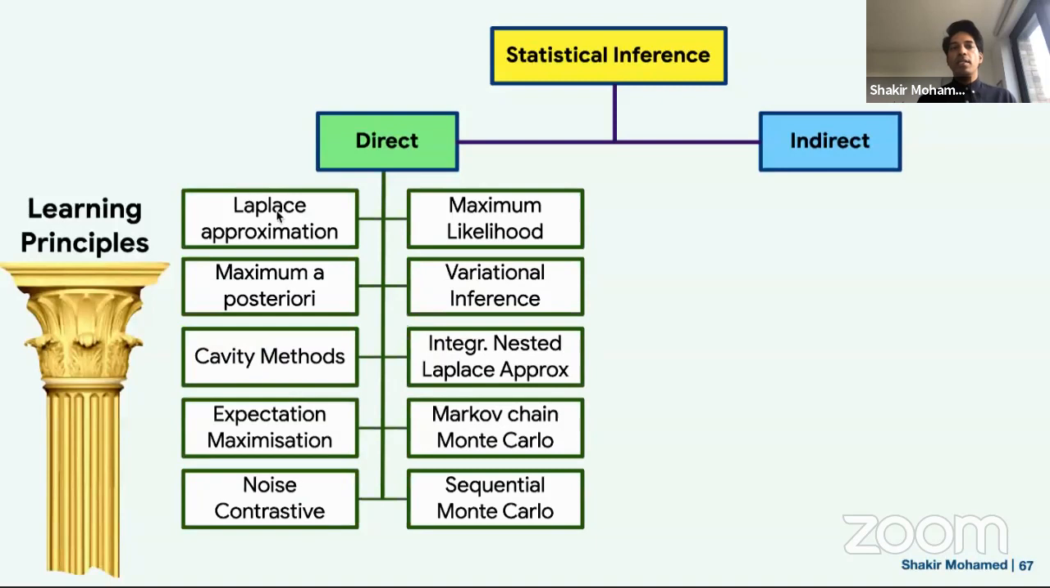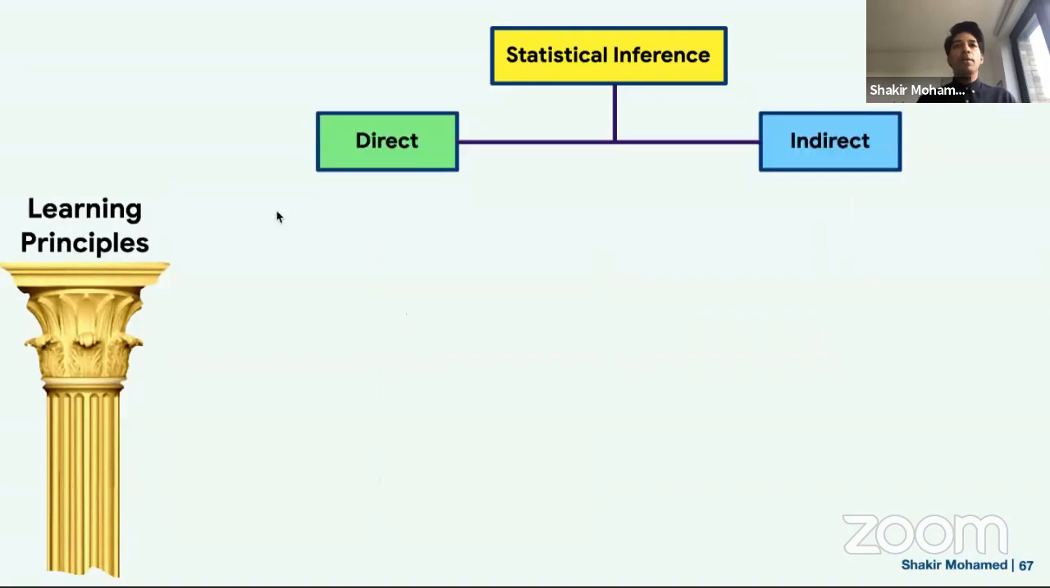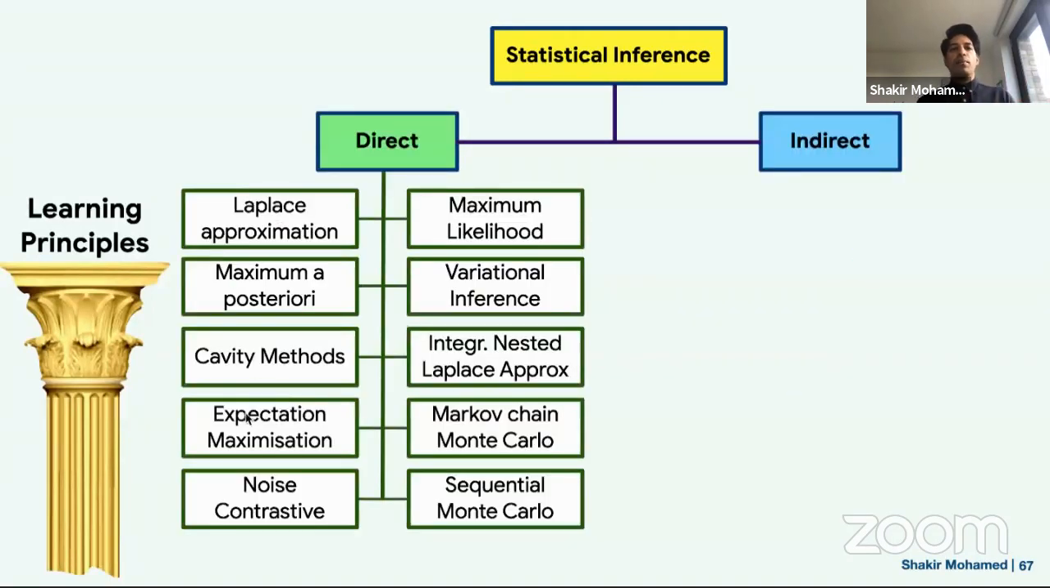So today what I want us to do is to focus on these direct estimation methods. We're going to look at the expectation maximization algorithm. We're going to look at Markov chain Monte Carlo and variational inference. And then all the other methods build up as more advanced techniques from those.